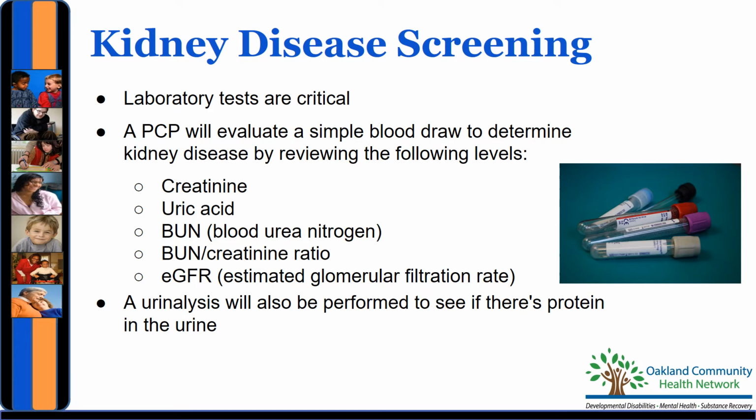Screening for kidney disease involves laboratory tests that are critical. A primary care physician will evaluate a simple blood draw to determine kidney disease by reviewing the following levels: the creatinine, uric acid, BUN, which is blood urea nitrogen, the BUN-creatinine ratio, eGFR, which is the estimated glomerular filtration rate. A urinalysis will also be performed to see if there's protein in the urine.